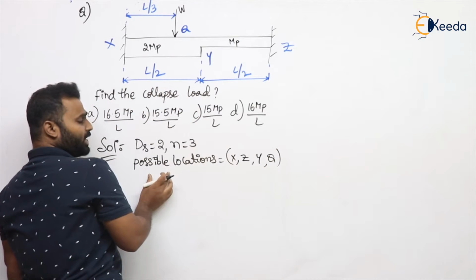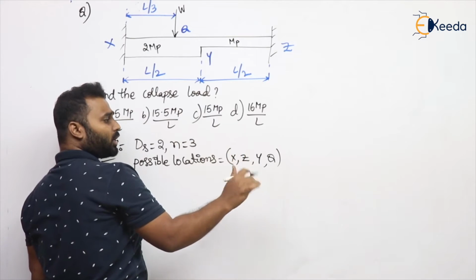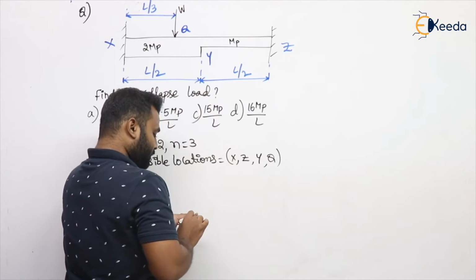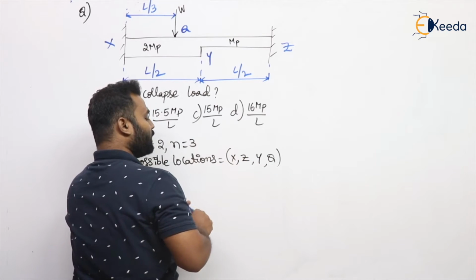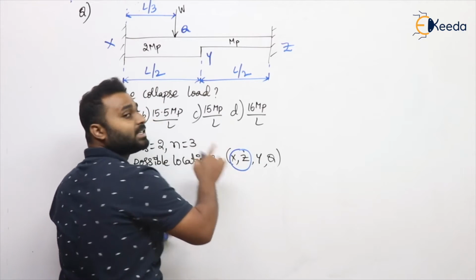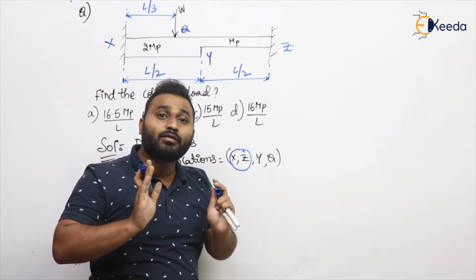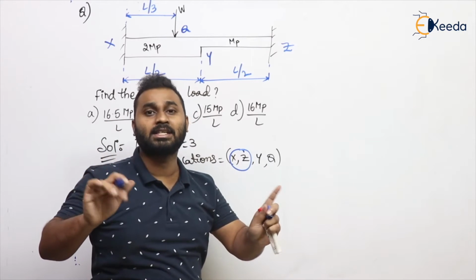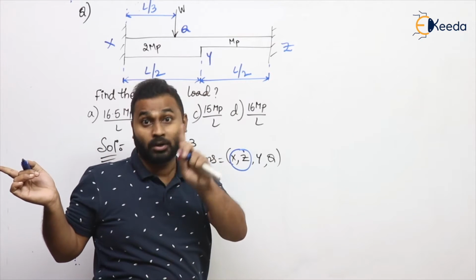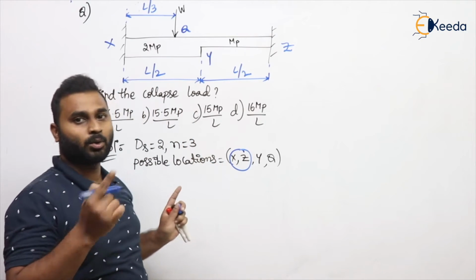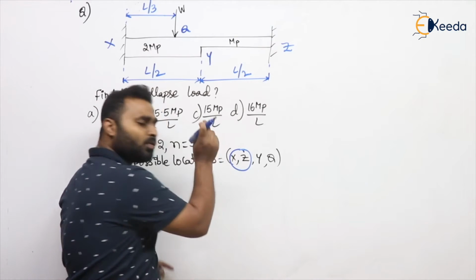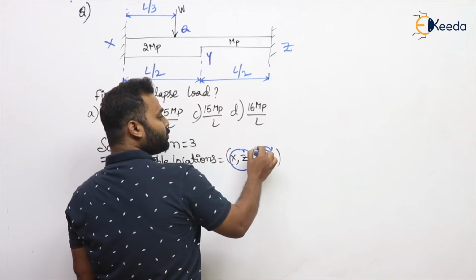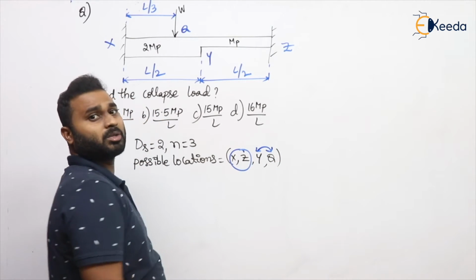Now here the possible locations for the formation of plastic hinges are 4. What are those? X, Z, Y, Q. Clear? Out of these 4, these 2 are fixed. What are those 2? X and Z. Why we need to fix the fixed ends for the formation of plastic hinges was already discussed in our previous question. Hence, I am not going to explain it again. So these are the fixed locations, and we need to decide between these two. It means how many possibilities are there?